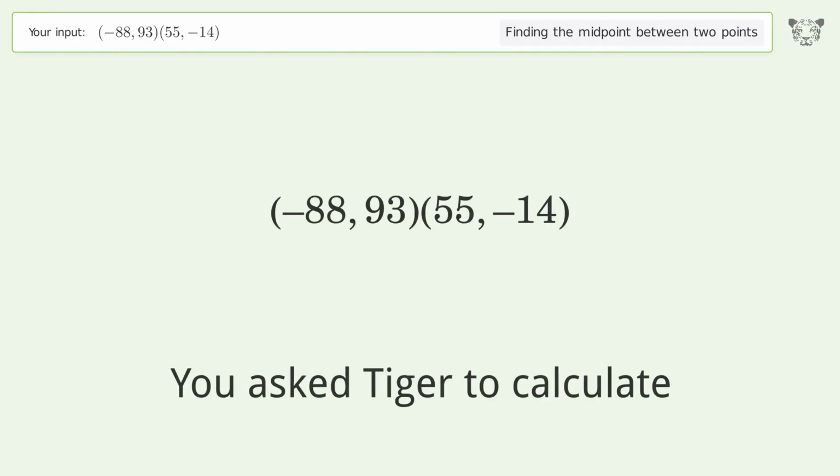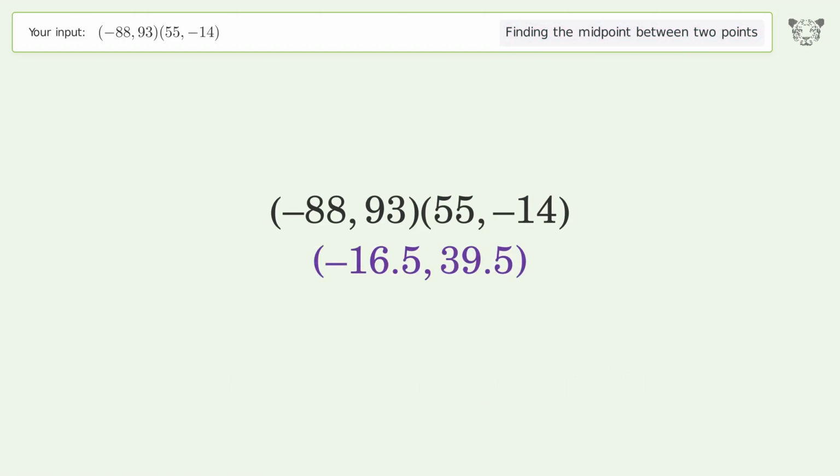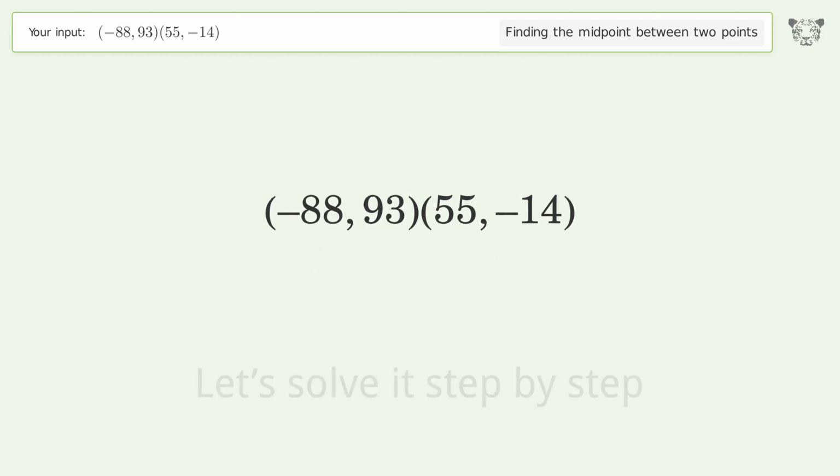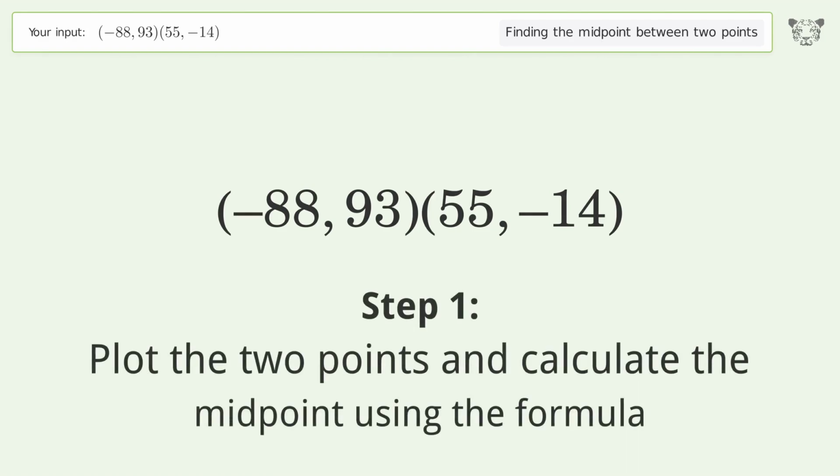You ask Tiger to calculate. This deals with finding the midpoint between 2 points. The midpoint between the 2 points is negative 16.5, 39.5. Let's solve it step by step. Plot the 2 points and calculate the midpoint using the formula.